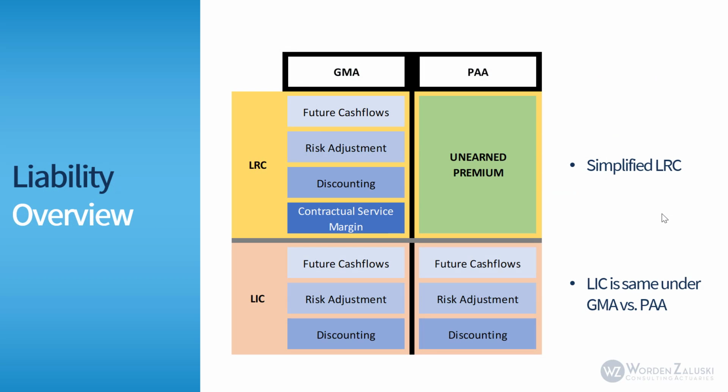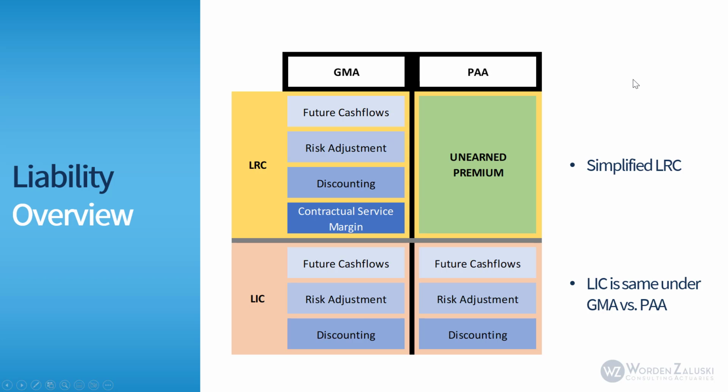So what does the LRC and LIC look like under the GMA and PAA? Under the GMA, we have our building blocks. We have our future cash flows, which are also known as the best estimate cash flows. We have our risk adjustment and we have our discounting. So taken together, our best estimate liability and our risk adjustment are our fulfillment cash flows. Then we also have our contractual service margin, or our unearned profits.